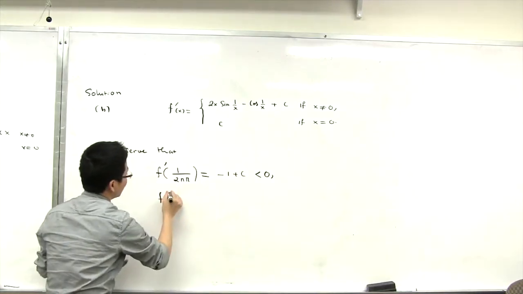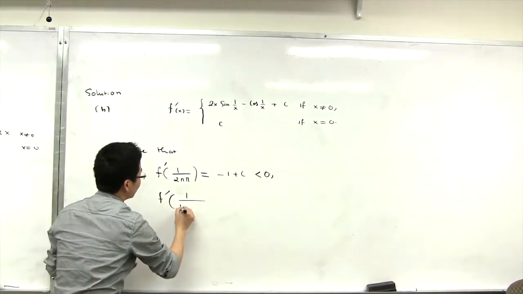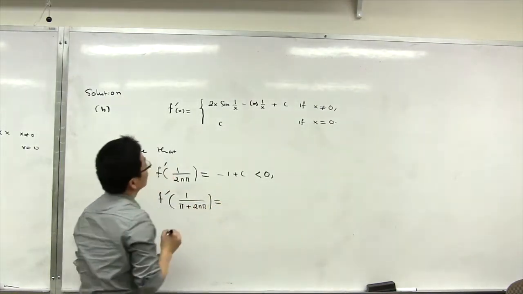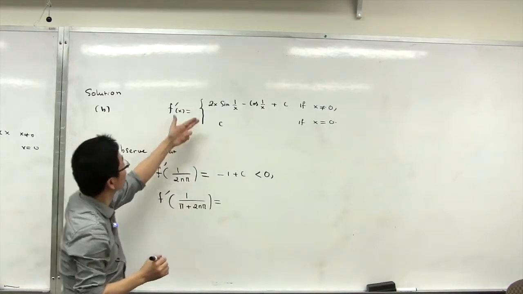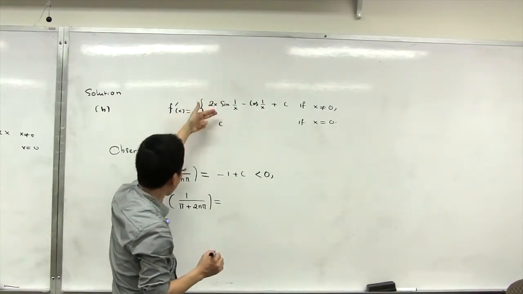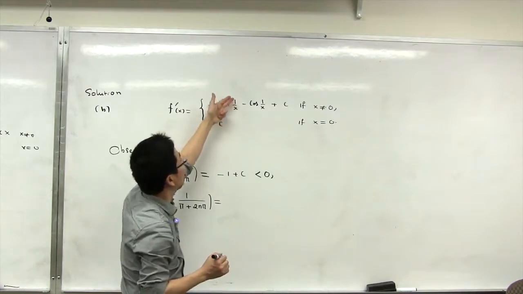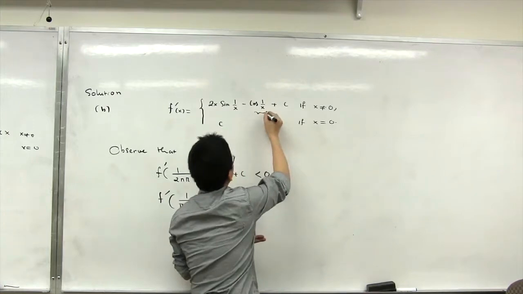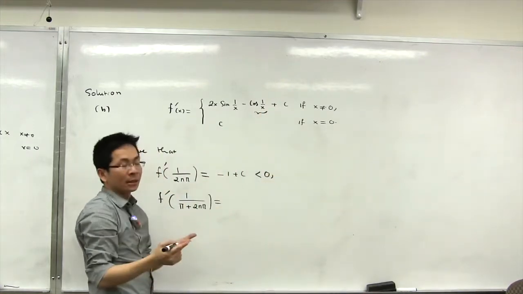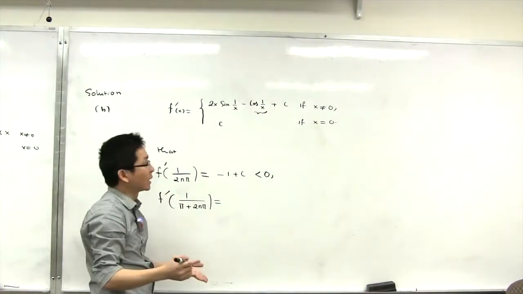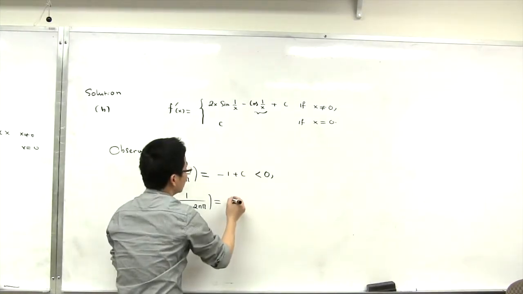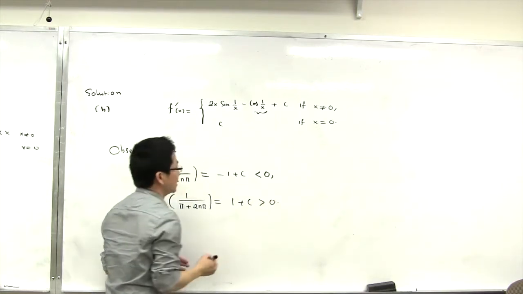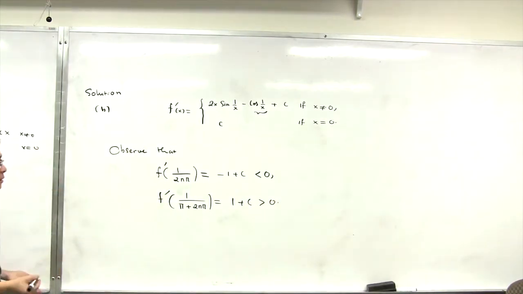And f prime of 1 over pi plus 2n pi is equal to, we replace this number in here, and observe that sine of pi plus 2n pi is 0, so this part is 0. Okay? And cosine of pi plus 2n pi is equal to minus 1. So this is equal to minus of minus 1, that is 1 plus c. So this is greater than 0 because c is a positive number.